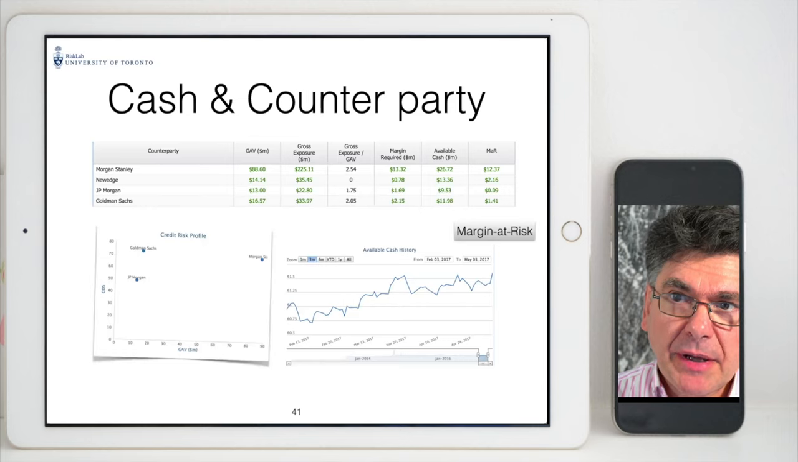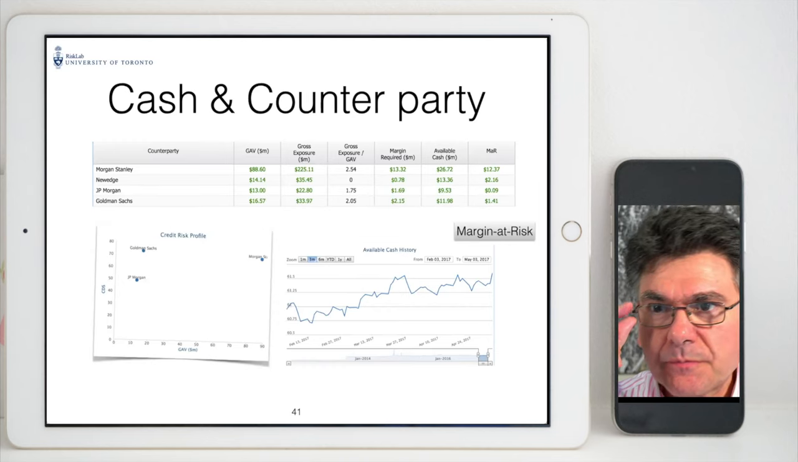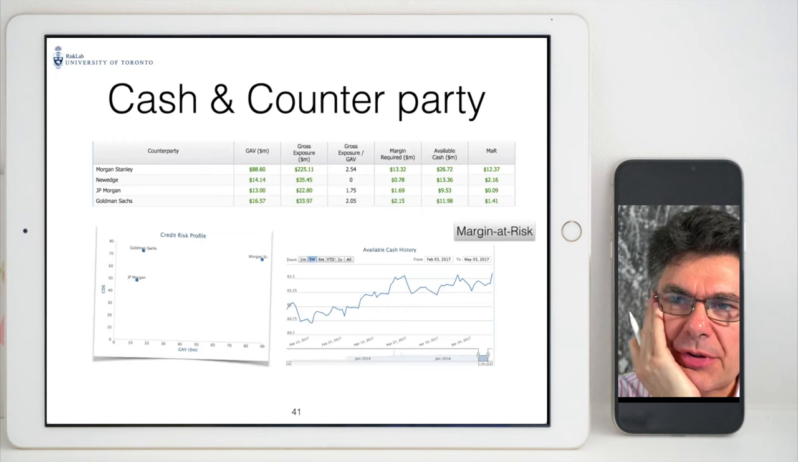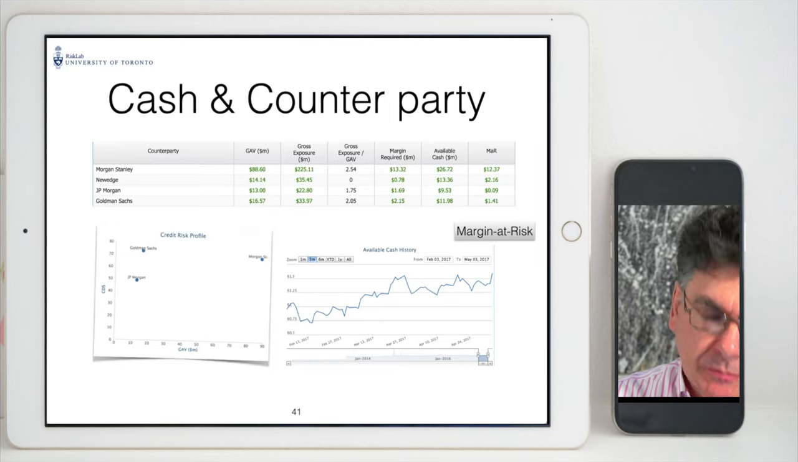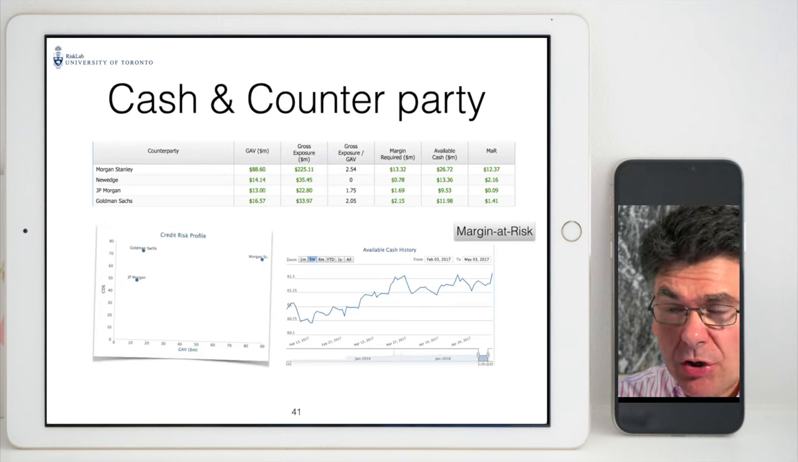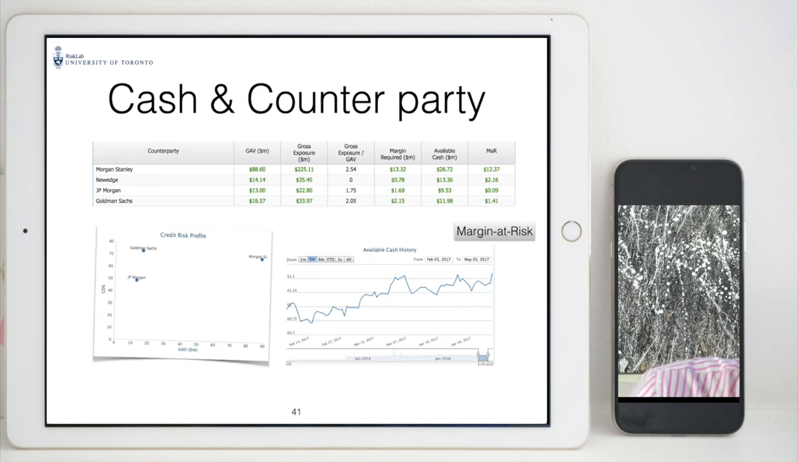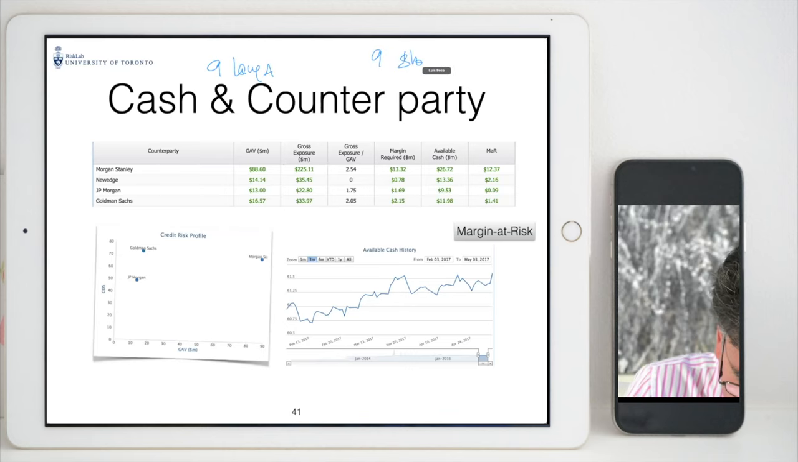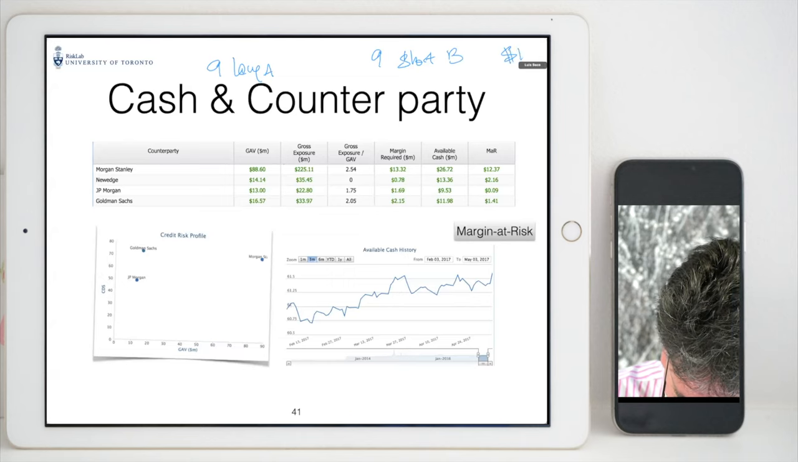Okay. All right. The next topic that I want to discuss is the concept of cash and counterparty risk. I want you to think about the following to understand this. When you invest money, you typically have your money and your securities in a bank. Remember that example where we went 9 long A, and we had 9 short B? We showed that a few weeks ago. We had $1,000.